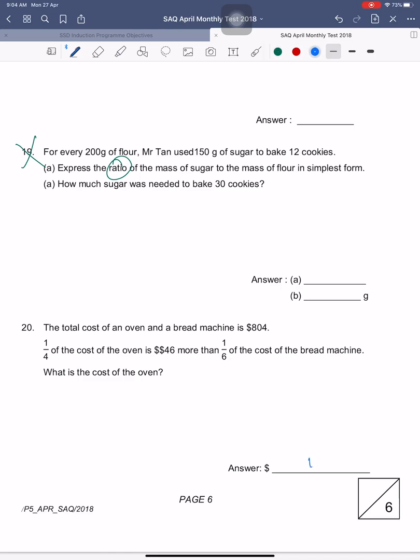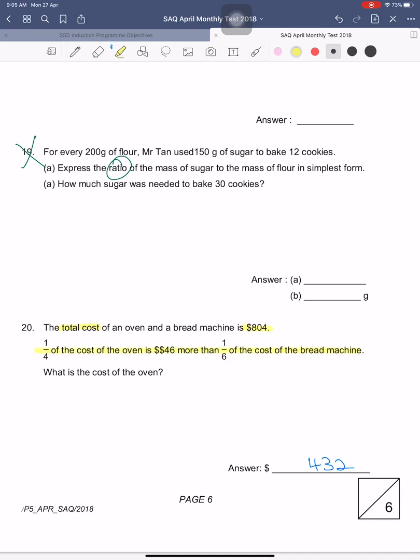The answer is $432. Okay, so I think most of you are stuck with this question because you do not know how to draw the models. Now later on, after I show you the model, some of you might be able to solve it on your own. All right, so the total cost of the oven and a bread machine is $804. Now this is an important statement.